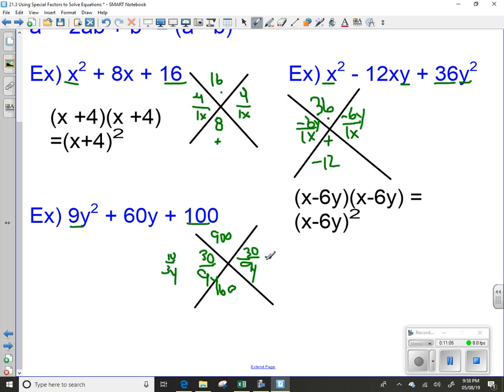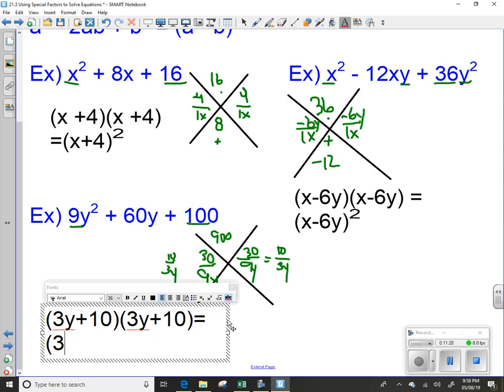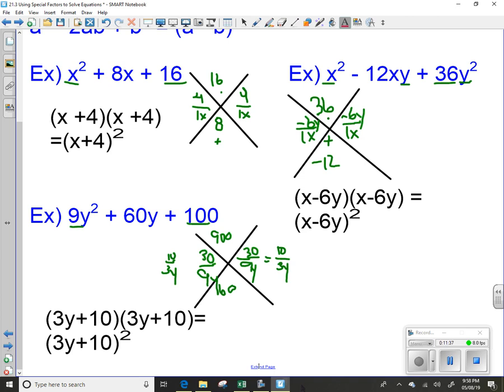And I would get the same thing over here. 3 goes into both of these, so I'd get a 10 on the top, and I'd get a 3y on the bottom. So now if I go to write my answer to this one, it should be 3y plus 10, which again I can write as 3y plus 10, that whole thing squared, because they're both exactly the same. And so I can write it just combined as squared.